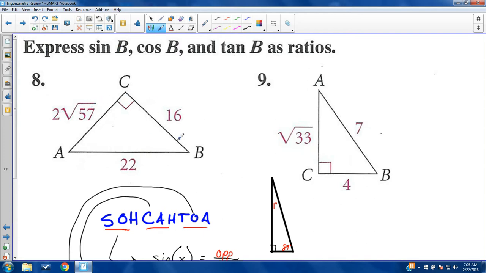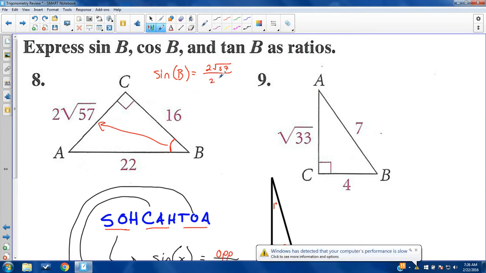Okay, the sine of b. I'm going to write the sine of b as opposite divided by hypotenuse. The side opposite b is the one that goes this way right here, so that's 2 root 57. The hypotenuse is the one that's always opposite your right angle. A lot of times they might mislead you into thinking, oh, this is slanted, therefore this is the hypotenuse. No, it's clearly the one opposite the 90 degrees. If you have to redraw your right triangle so it's faced upwards like this, please do so. So your hypotenuse is 22.